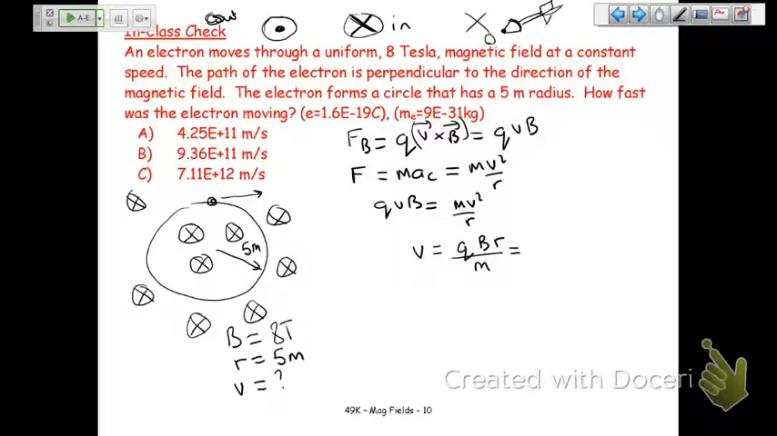It's going to be 1.6 times 10 to the minus 19 coulombs. Let's have that as a negative because it's a negative charge on the electron. Times B, which is 8, times R, which is 5, over the M. And you don't know the mass, and I don't remember the mass. It's 9 times 10 to the minus 31 kilograms. So V is equal to, and what does it come out to be?